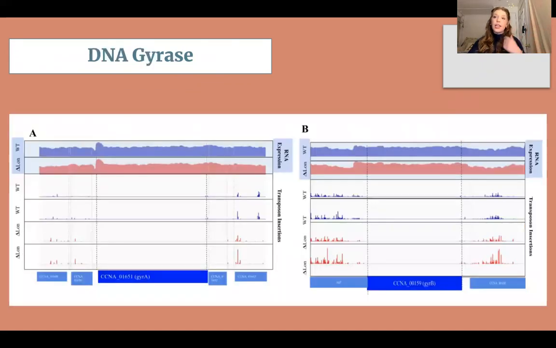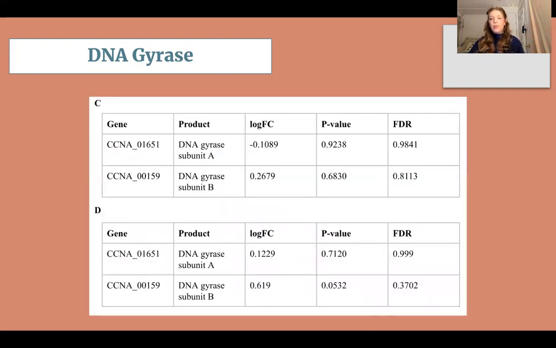Lastly, we're looking at DNA gyrase, which is another protein that's in relation to topo-4. Again, you're seeing this lack of insertions, and you see these insertions right here, but in both subunits for gyrase, we're not seeing any insertions, which is interesting. Again, these values cannot be accepted just because of the p-value and FDR rates, but I think I would include them anyways.